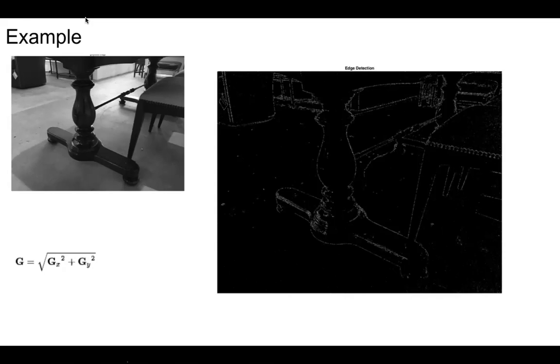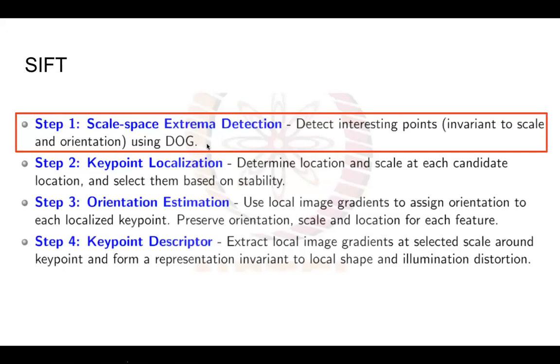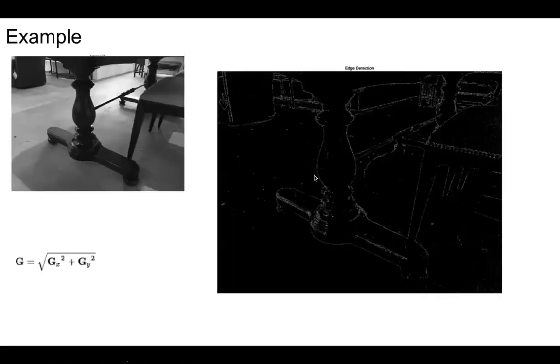For example, let's say in this case, this is the leg of this chair, and this is the leg of this chair in the other image. And let's say this is a rotated version of the image. So the question is, will the SIFT algorithm be able to detect this part in this image in the rotated image? So the answer is yes.